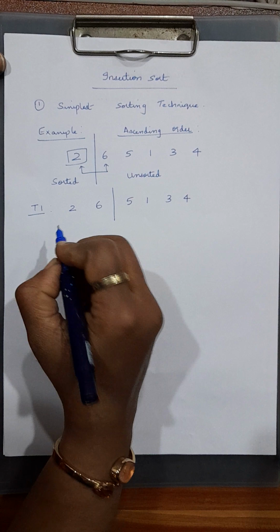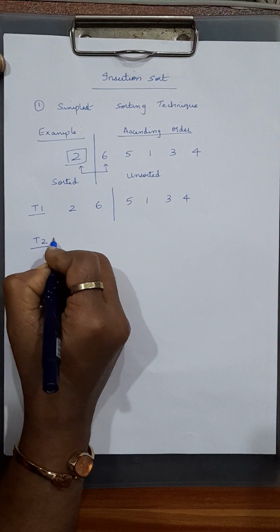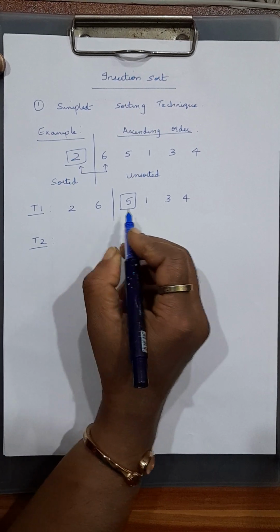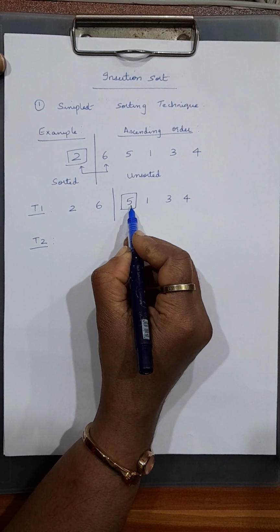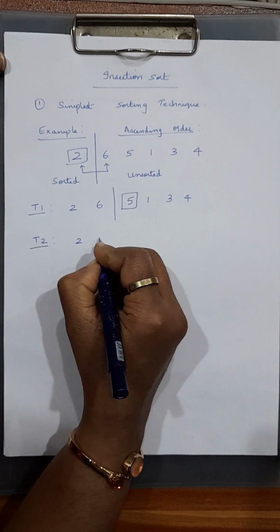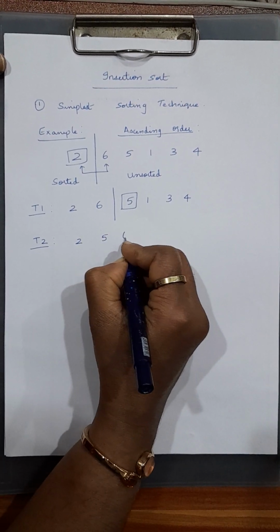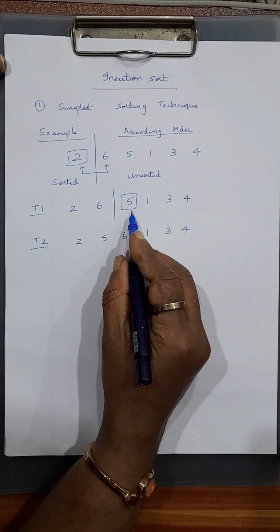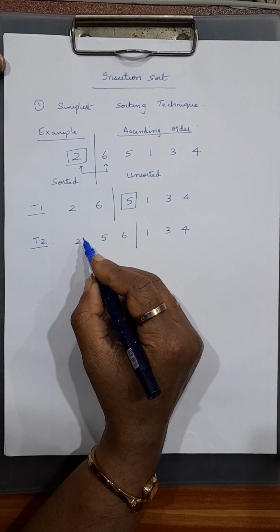Now there is again a check. Next iteration, now there is a check between 5 and 6. Now it checks whether 6 is greater than 5. Yes, 6 is greater than 5. Then there is a swap required. So there is a swap, giving 2, 5, 6, 1, 3, 4. So now 5 enters into the sorted array list.